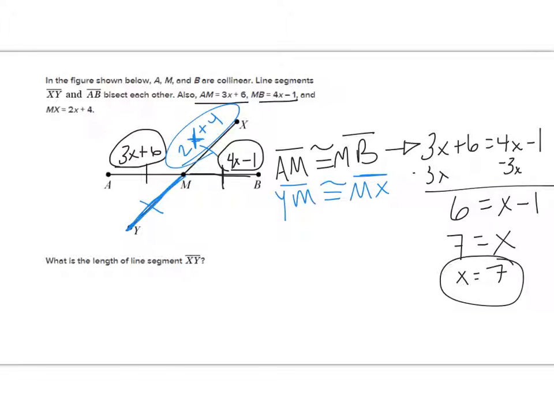So to find out the length of MX, I'm going to do 2, take my 7, and add it in.